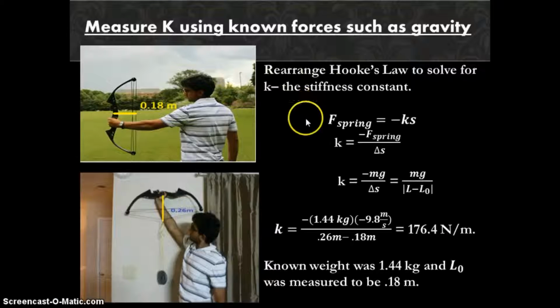Solving for k was a little interesting. We had to use known forces such as gravity. First, I rearranged Hooke's law and set it equal so we can solve for k. Then we used gravity, so negative mass times gravity. I hung a mass on the bow and measured the displacement from 0.26 to 0.18. So we have the mass here, we have gravity, and then we solve for k, which is 176.4 newtons.